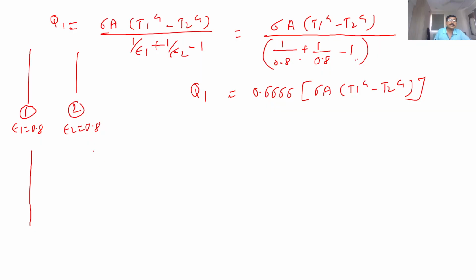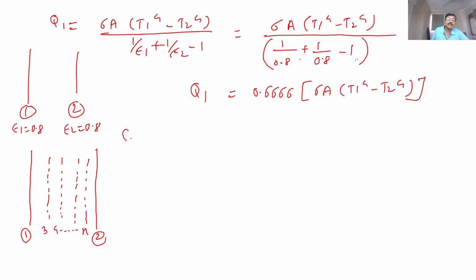Now we will consider the next case where a number of shields are added in between. So this is surface 1, this is the last surface, with shields 2, 3, 4, dot dot dot, N number of shields added. In that case, what is the formula? This is case 2, Q2 with shield.